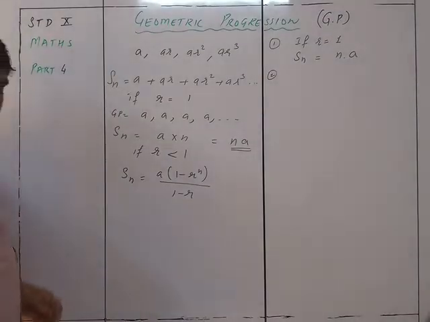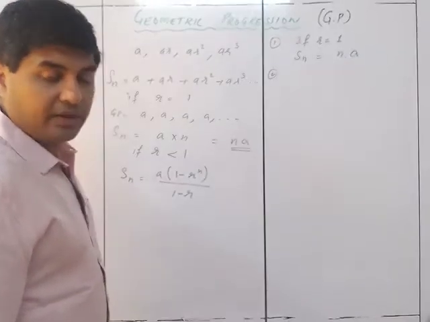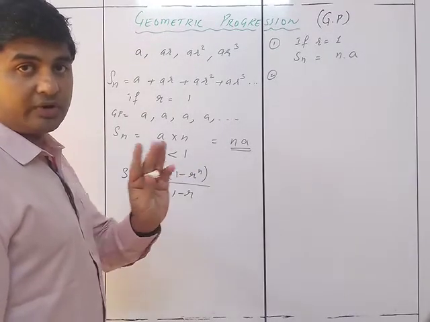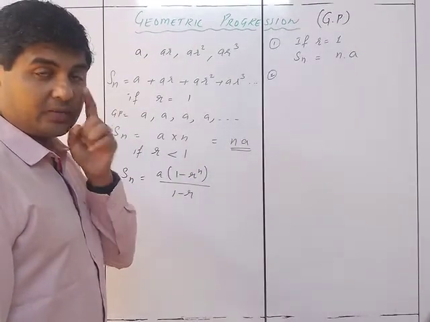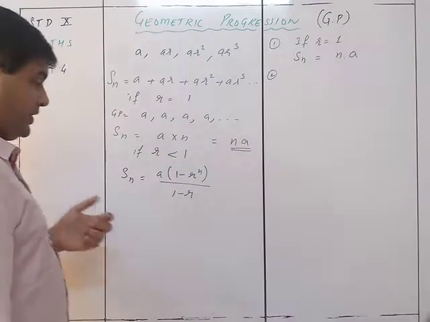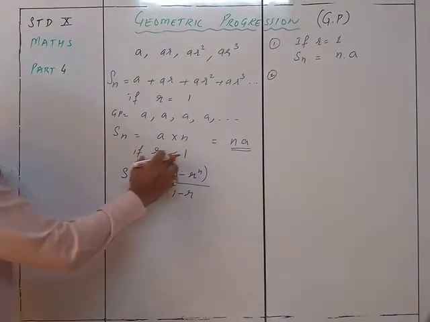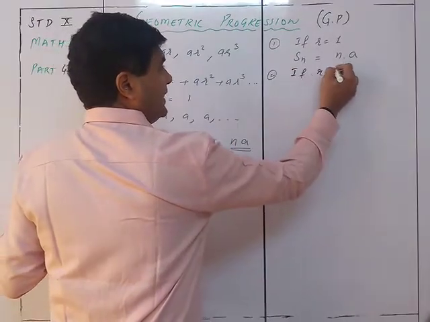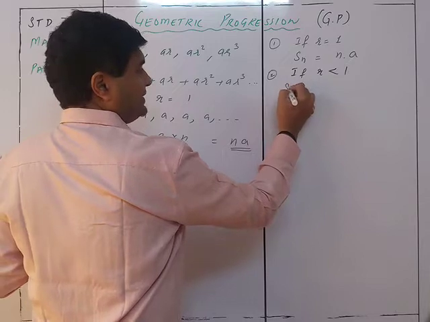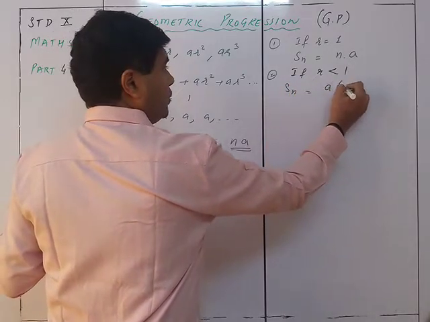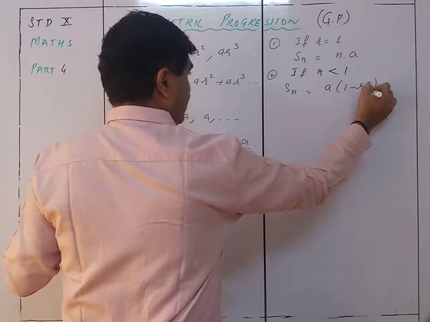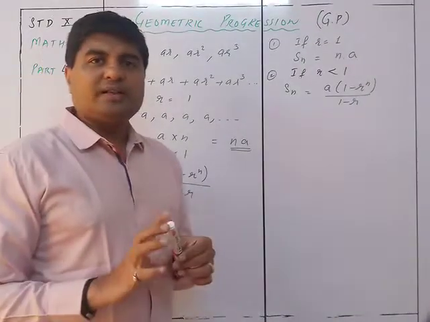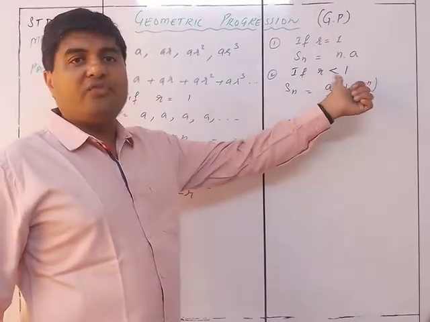Sorry, I kept telling you continuously R is greater than 1, but I wrote less than 1. So anyway, it is basically when R is less than 1, at that time the value will be, therefore, Sn equal to A into 1 minus R raised to N upon 1 minus R.